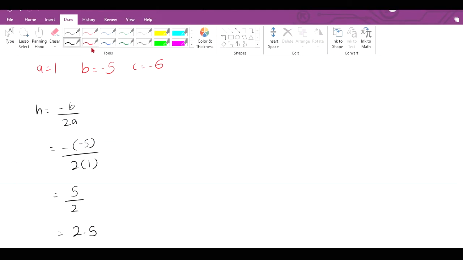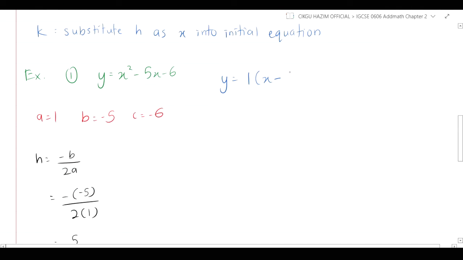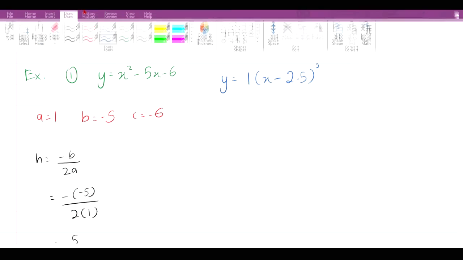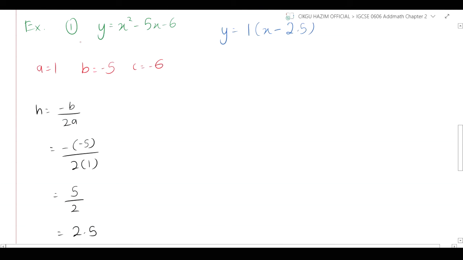That's already very good. Your equation is y equals a, your a is 1, bracket x minus your h, which is 2.5, squared. Now how do you find your k? To find k, substitute the value of h back into the initial equation as x. So k equals x squared minus 5 bracket x minus 6, and you put 2.5 in place of x, so it's going to be 2.5 here and 2.5 here.